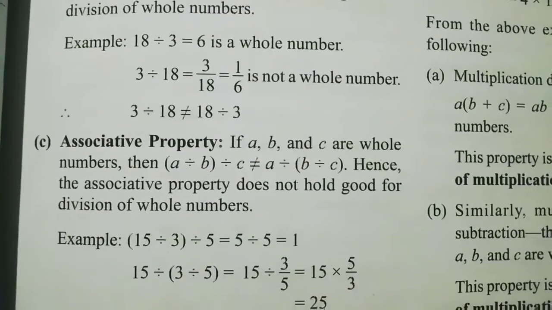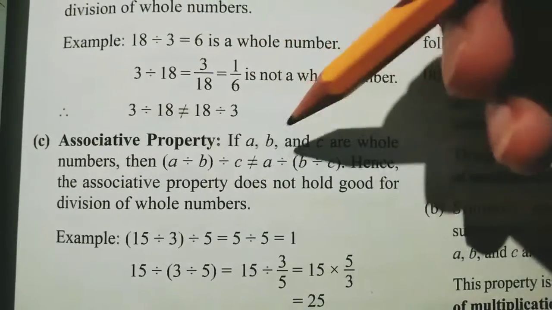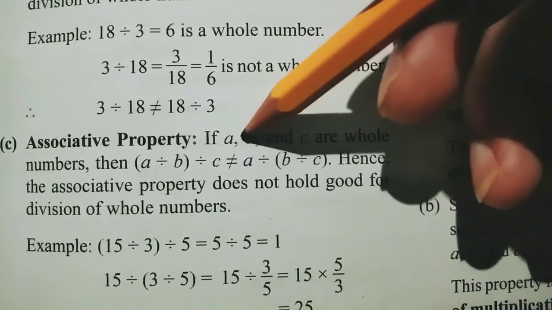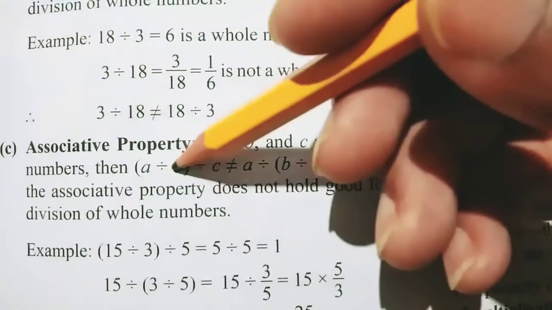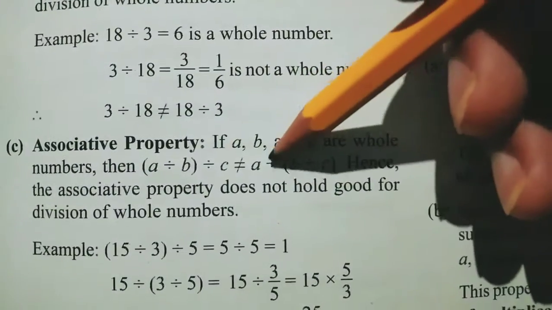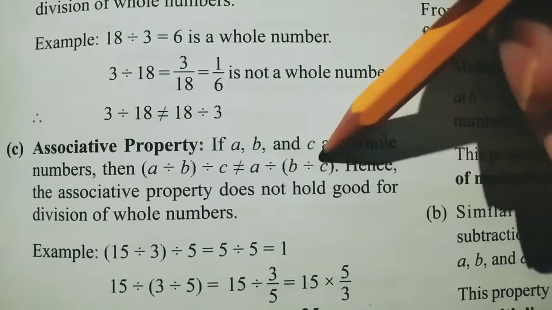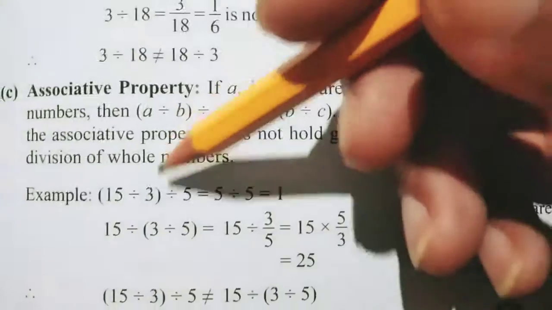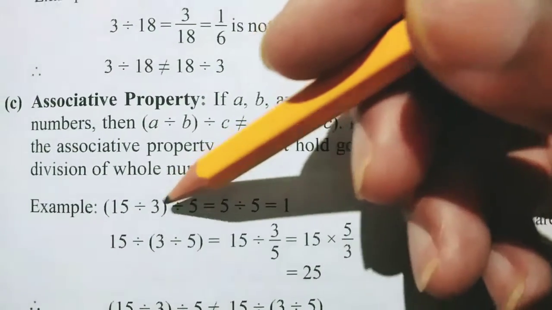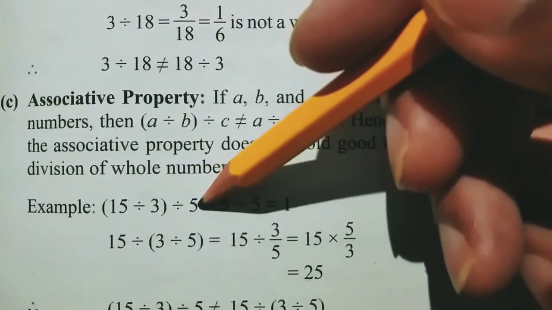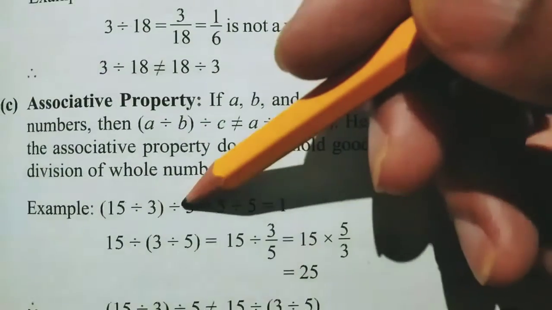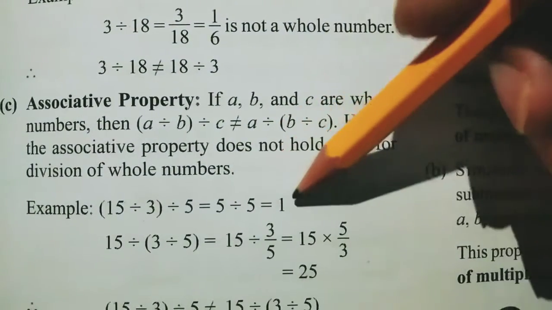Next is the associative property of division. In the associative property, we do the grouping of numbers. So a, b, c are whole numbers. a divided by b divided by c: here a and b are grouped and c is outside. And again here a is outside, b and c are grouped. They are also not equal. See how. 15 divided by 3, they are grouped, divided by 5. 15 divided by 3 is 5. Then divided by 5, so 5 divided by 5 is 1.